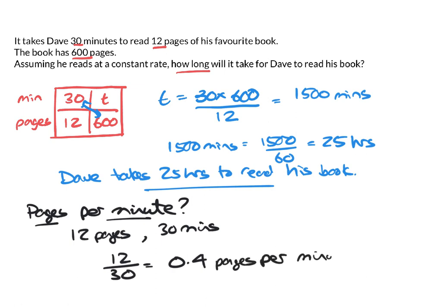And again, we could put a sentence on that saying Dave reads an average of 0.4 pages per minute to read his book.